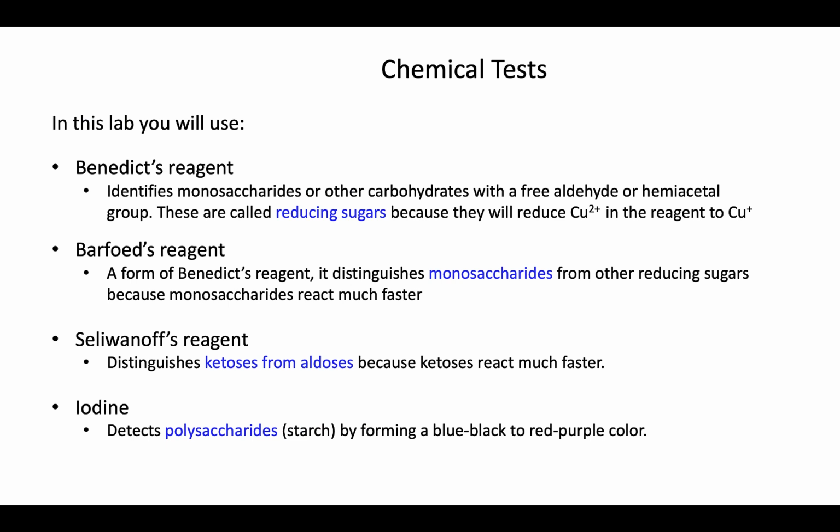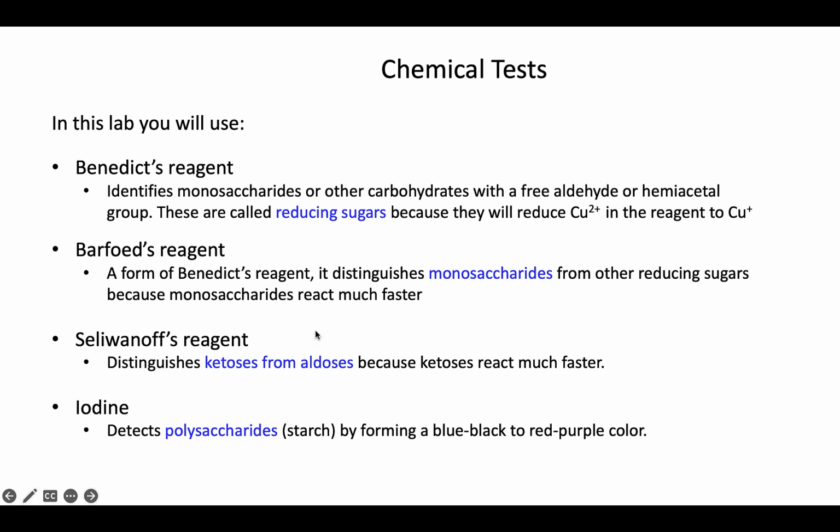In this lab, we will perform 4 different chemical tests, which will tell us the structural properties of various sugars. The Benedict's test will identify monosaccharides or other carbohydrates that have a free aldehyde or hemiacetal group. That is, they have a free anomeric carbon. These are called reducing sugars because they will reduce copper 2+ to copper 1+.